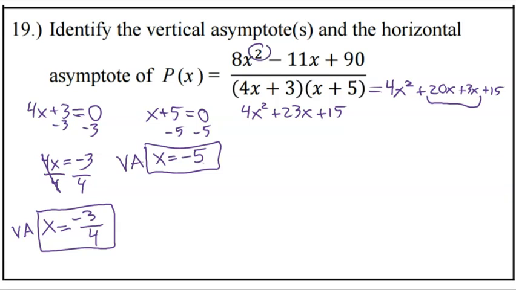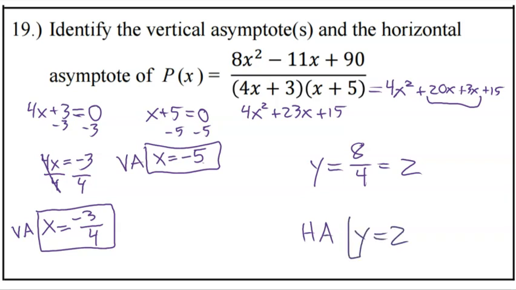Here, the numerator degree is 2, the denominator degree is 2, and so what we do is we go to the lead coefficients and we do a fraction of the lead coefficients. We do 8 over 4. And so the horizontal asymptote is going to be 8 over 4, and 8 over 4 is 2. So the horizontal asymptote is y equals 2. And we are done with 19.